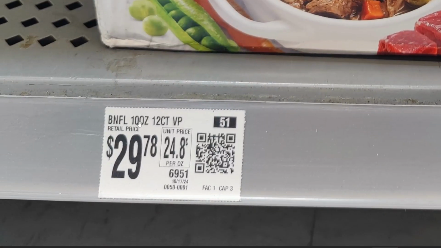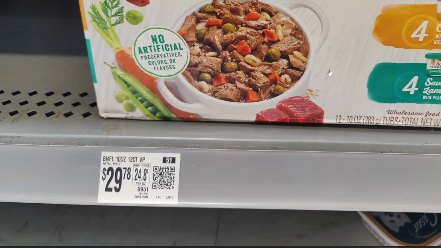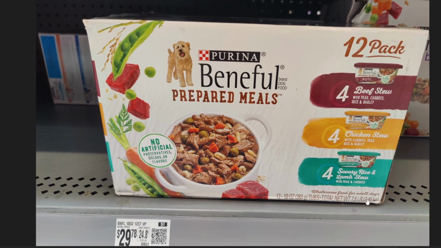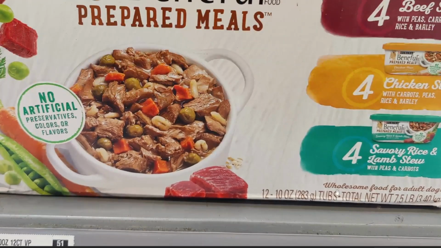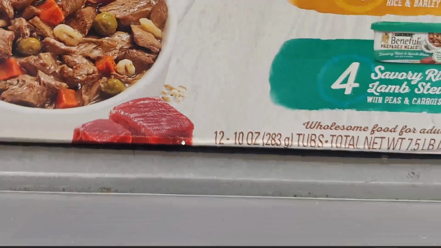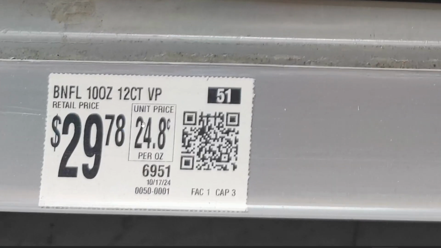I don't know, it's weird. It says 100 ounces here, but if these really are each 10 ounce tubs, which they say they are, usually the packaging is going to give you more accurate numbers than the price tag here at times.